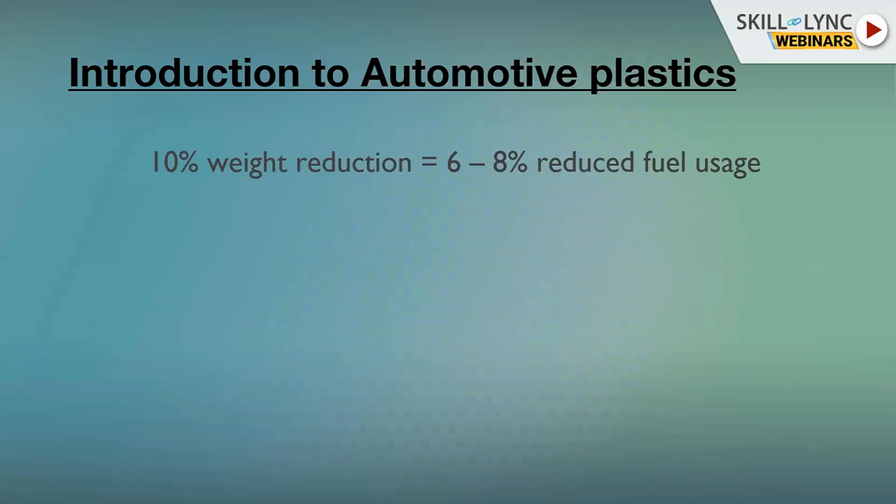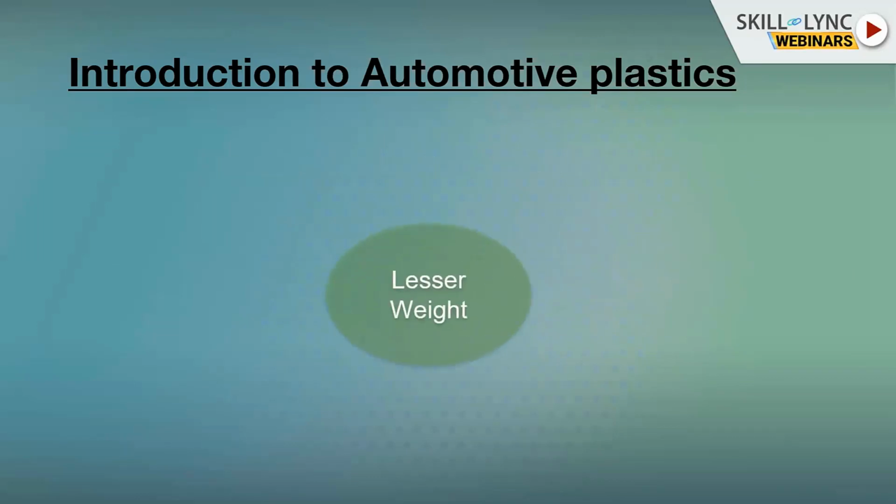According to a recent study, for every 10% reduction in vehicles' weight, fuel usage reduces by 6 to 8%. And current economic and ecological concerns make the production of fuel efficient cars a high priority in the industry. The property of plastic which is helping us achieve that is that plastic has lesser weight, and apart from that there are many more properties of plastic that help the automotive industry, which is forcing it to adopt more and more plastic.